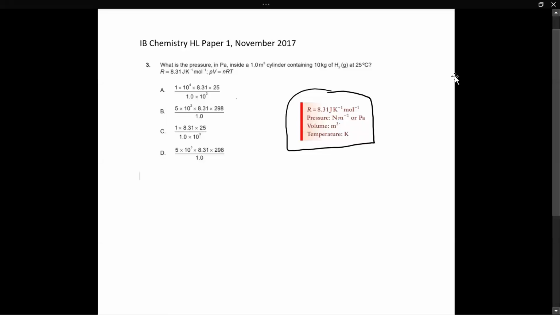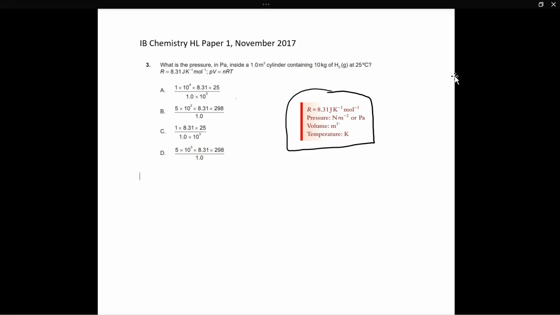Hello, everyone. So this is another question from HL Paper 1 in the November 2017 batch. This question is asking us, what is the pressure in pascals inside a 1 meter cubed cylinder containing 10 kilograms of H2 gas at 25 degrees Celsius? They've given us the gas constant, which is 8.31. They've also given us the ideal gas equation, which is PV is equal to nRT. I'm sure most of you would have heard of this by now.